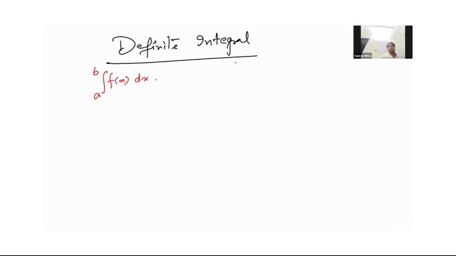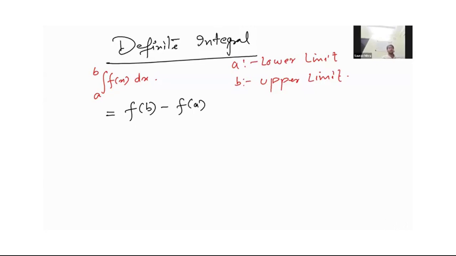Here a is your lower limit, and b is your upper limit. So after the integration, you just have to do upper limit value minus lower limit value. After the completion of integration, you have to proceed like this. So let's see an example.